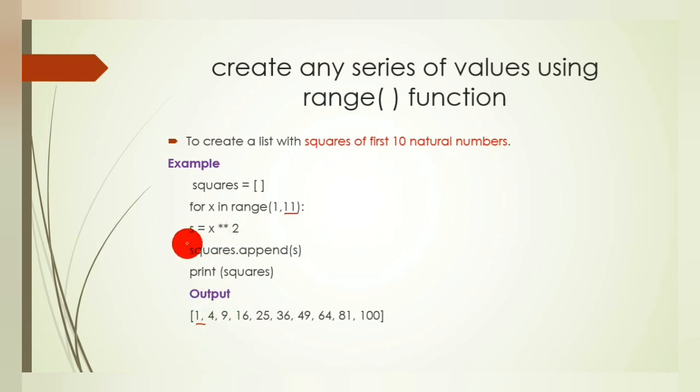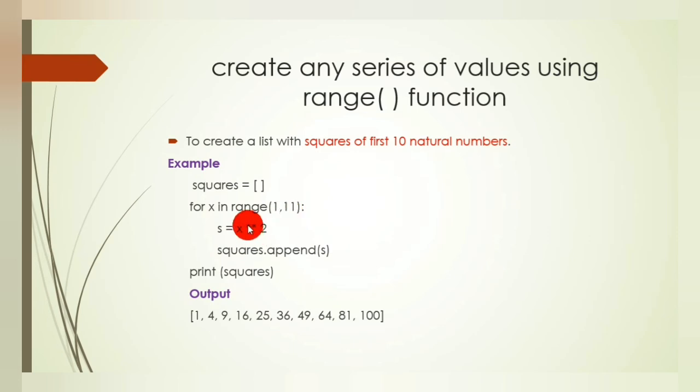Then the loop is repeated. Then squares dot append. We already know the append function is used to add an element at the end of the list. So it adds the element 1 to the list. Again the loop is repeated. It takes the second value. What is the value for x? Since there is no step value, it is incremented by 1. So the next x value is 2.